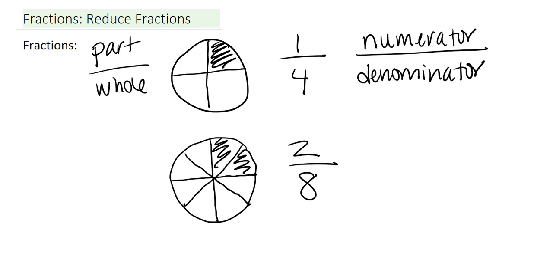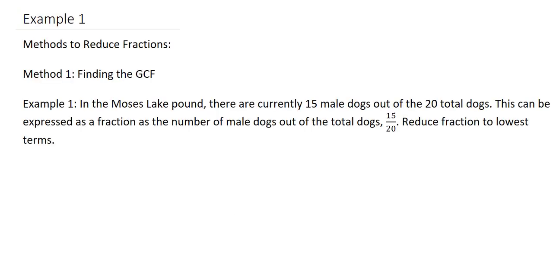So when we are dealing with math, they always want it in its lowest terms. So if you had 2/8 as an answer, you would want to reduce it to 1/4. And there's different methods we can do this. So let's look at some examples to show. By looking at this first example, let's use the first method, which is finding the GCF, which is also known as the greatest common factor.